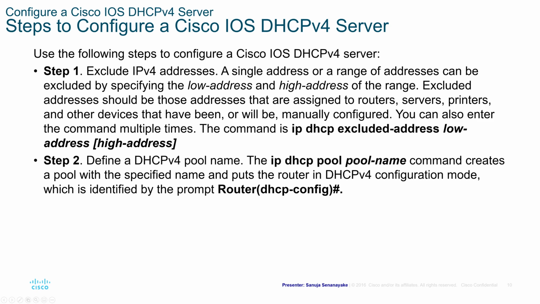So when you enter ip dhcp pool and then the pool name, it creates that pool, and then you go inside the configuration section of that pool. You can see that by looking at this part, dhcp-config in these brackets. Now you are inside the configuration of that particular pool.